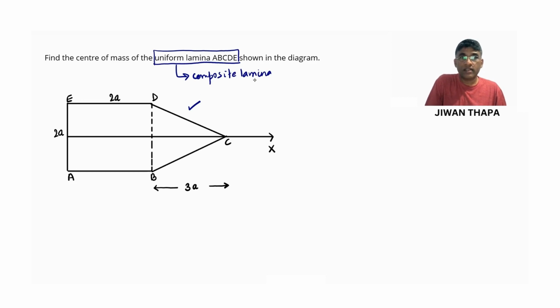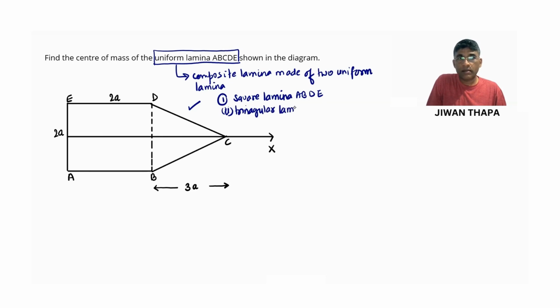So I'm writing: composite lamina made of two uniform lamina. One square lamina ABDE, and one triangular lamina BCD.